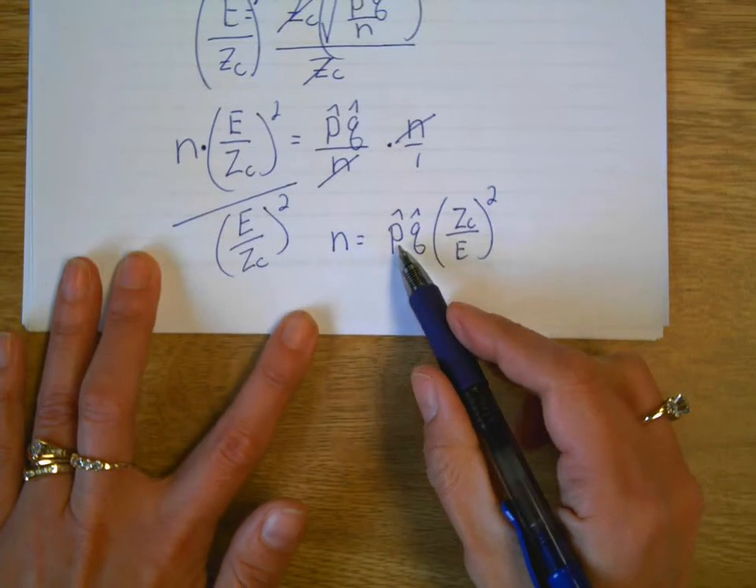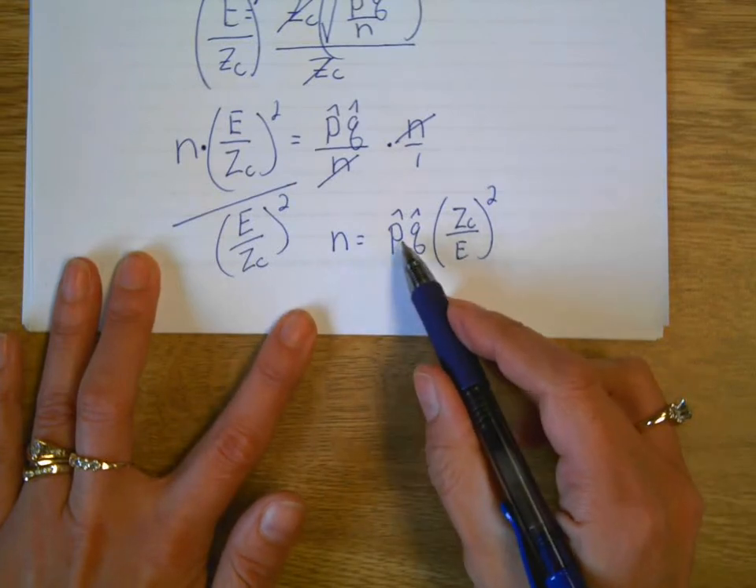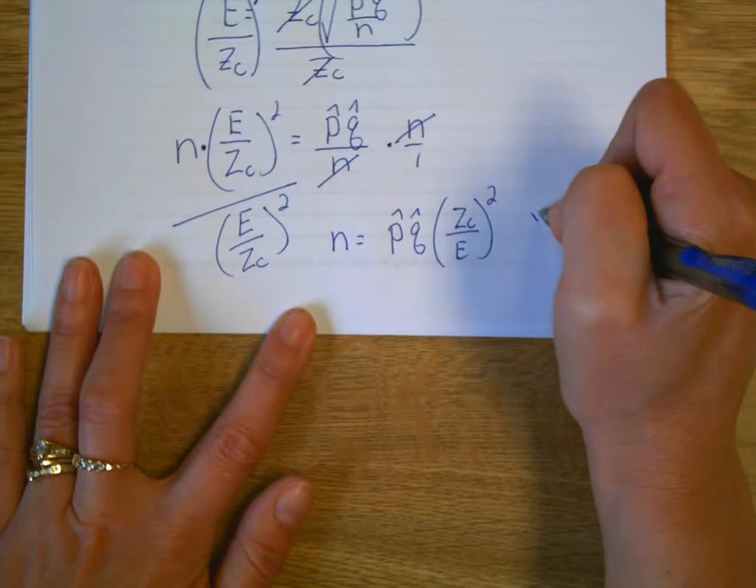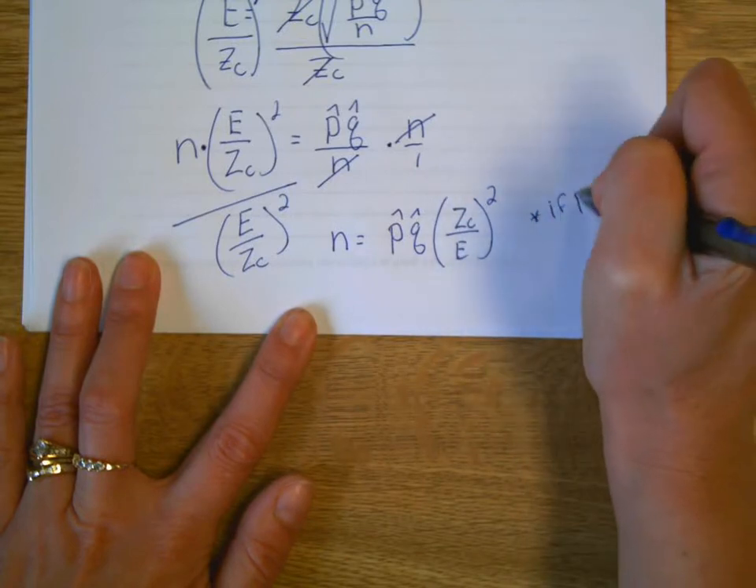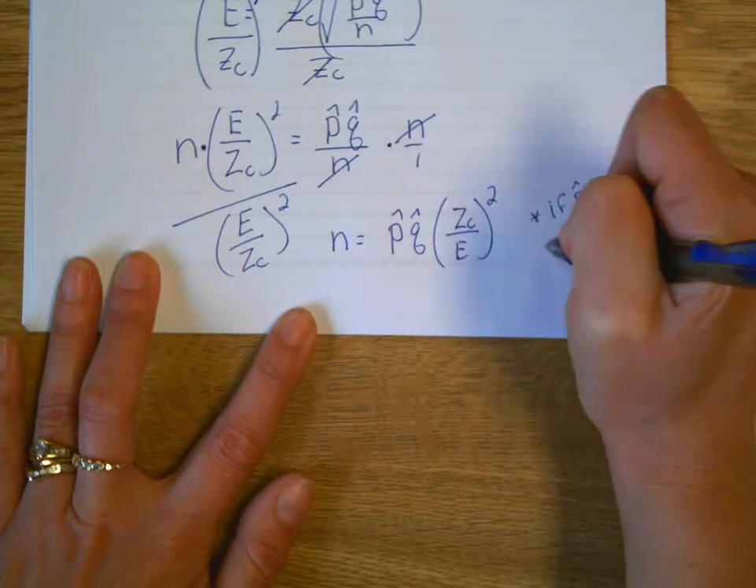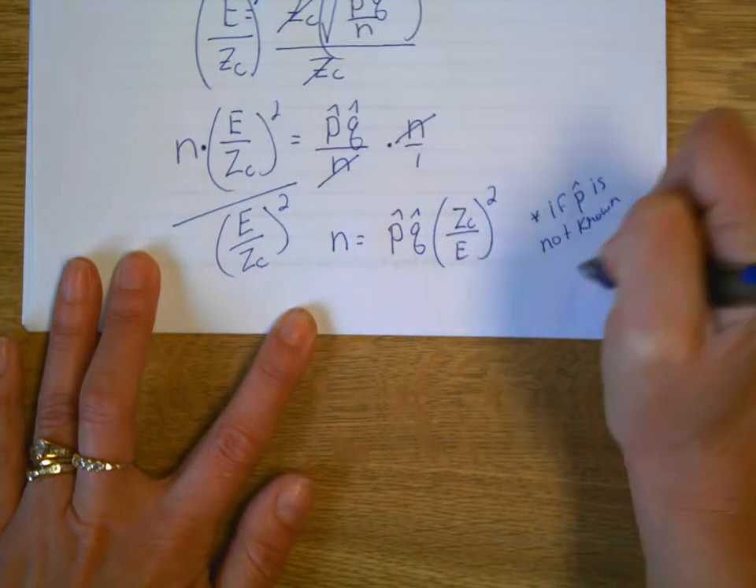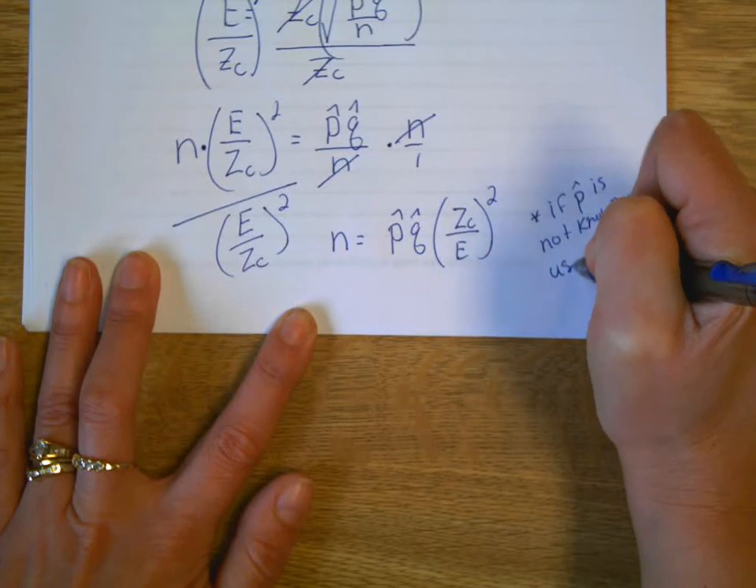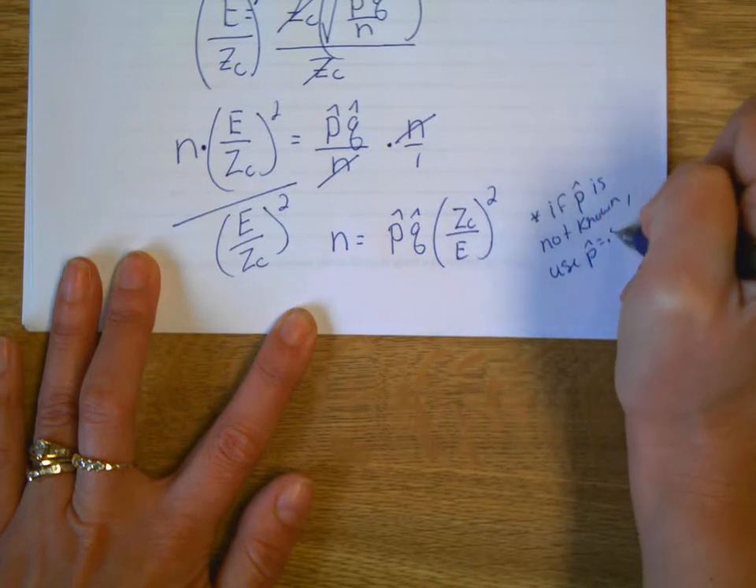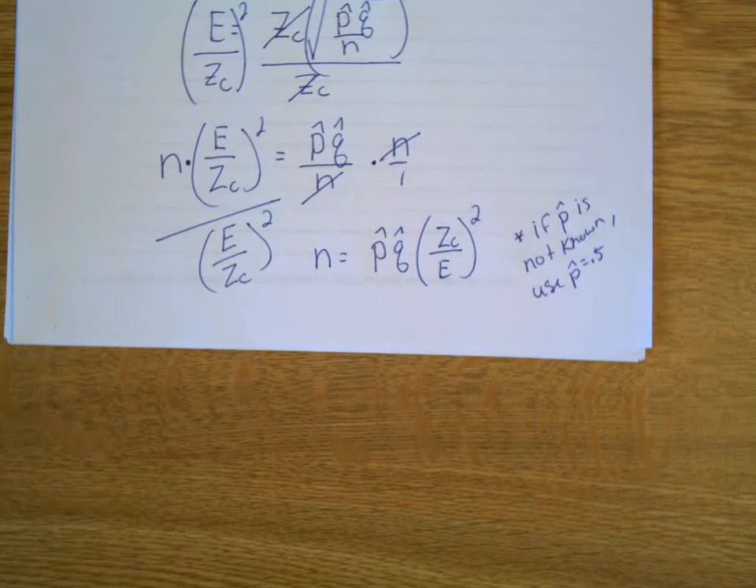And this is where we want to stick in there: if P hat is not given, use 0.5. This is where I wanted that. I knew it was somewhere. P hat is not known. Use P hat equals 0.5. That's where I wanted that dumb thing. Okay, and this is number of people, remember, so we always have to round up. So our last example.